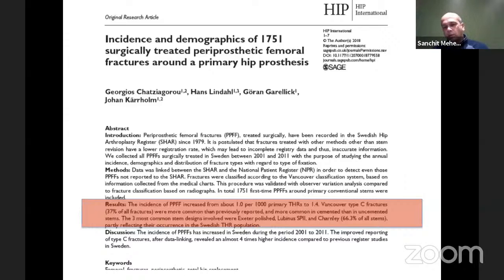Now that's slightly contrary to what we know about uncemented stems, but I think the pure and simple reason was that the Swedish registry is full of cemented. Their default setting is a cemented stem. So they had more cemented stems, hence they saw more fractures in cemented stem patients.